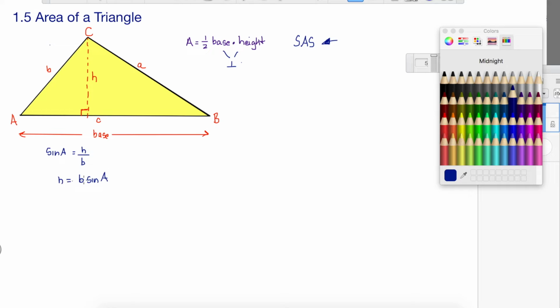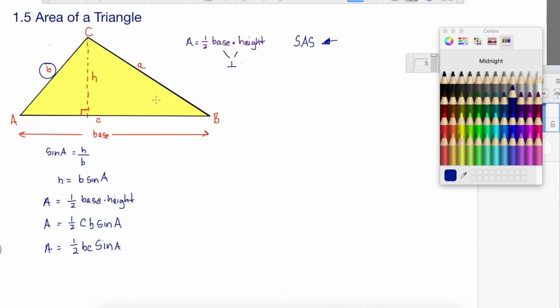Now let's take this h right here and put it into our area equation. Area equals 1/2 base times height. So area equals 1/2. Our base is C, and our height here is B sine A. So we can call this 1/2 BC sine A. So we know in this case side B and side C and angle A, we could find the area of this triangle.